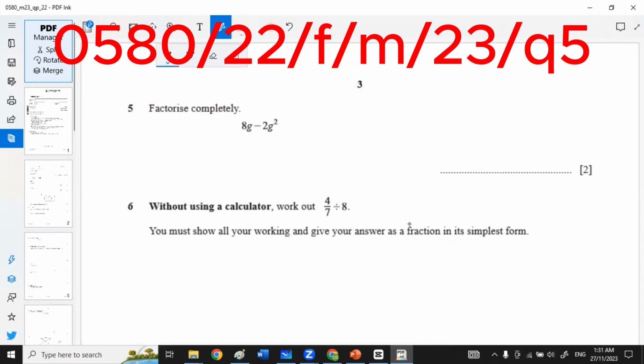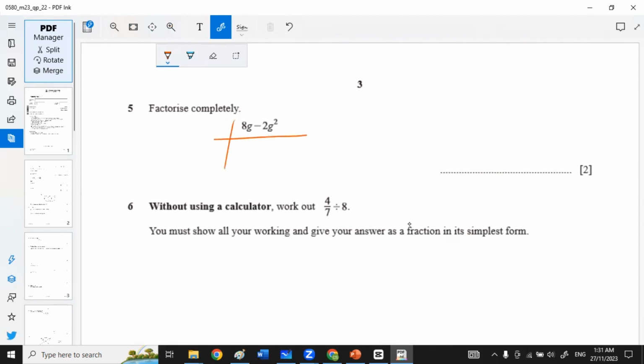Number 5, factorize completely. So factorize, we just put it as, find the common factor. First, look at the numbers 8 and 2, they will give you 2, you get 4g minus g squared, and then the unknown g and g, take the g outside, you get 4 and g. So your factorized form will be 2g, 4 minus g.